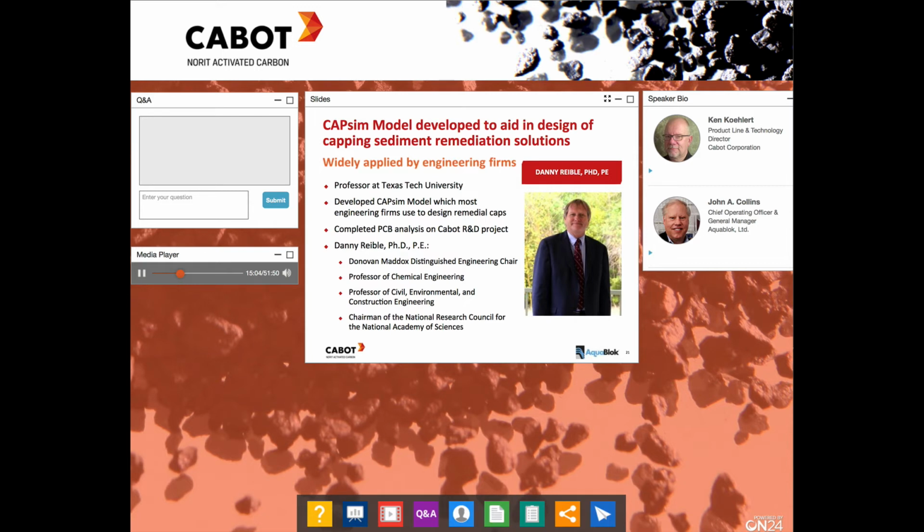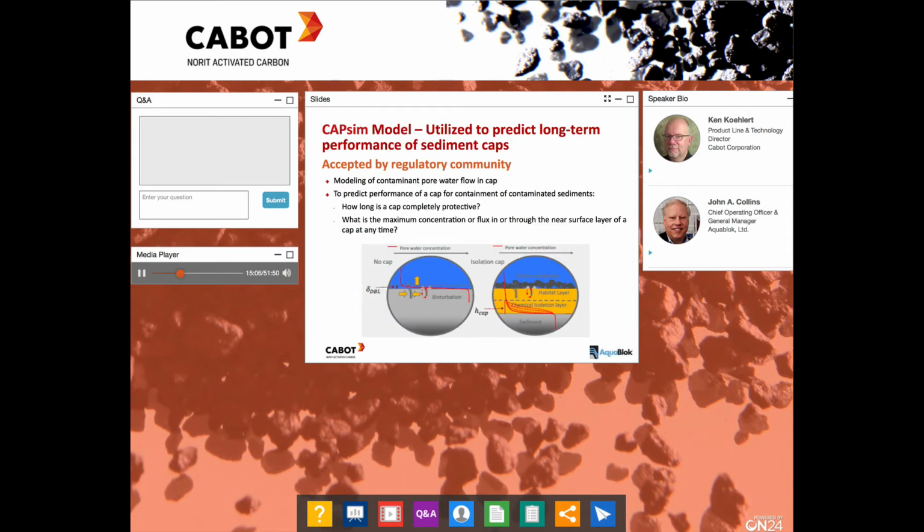The CapSim model is designed to simulate contaminant transport through sediment caps. It is an extremely robust tool with the capability to model a broad range of conditions. The CapSim model is accepted by the regulatory community and has been widely used by engineering firms to design solutions using activated carbon for sediment remediation. A downside of the rigorous CapSim model is the calculation time of about 40 minutes for each scenario.